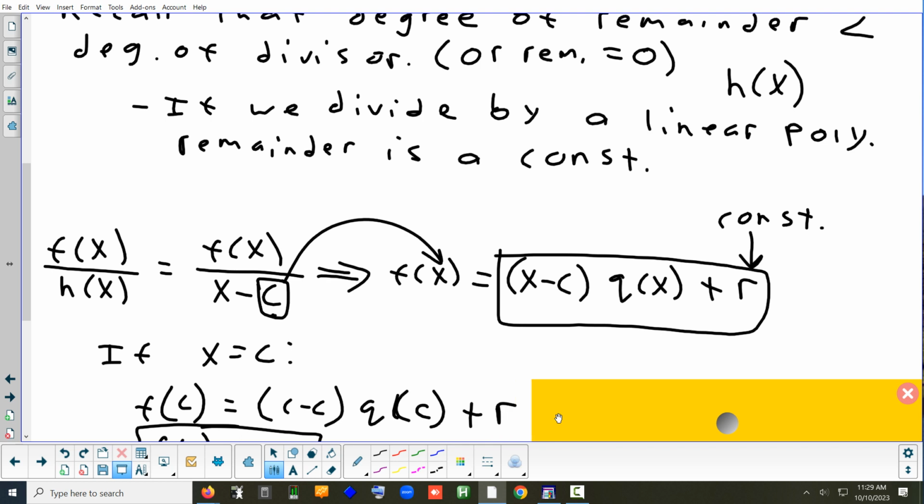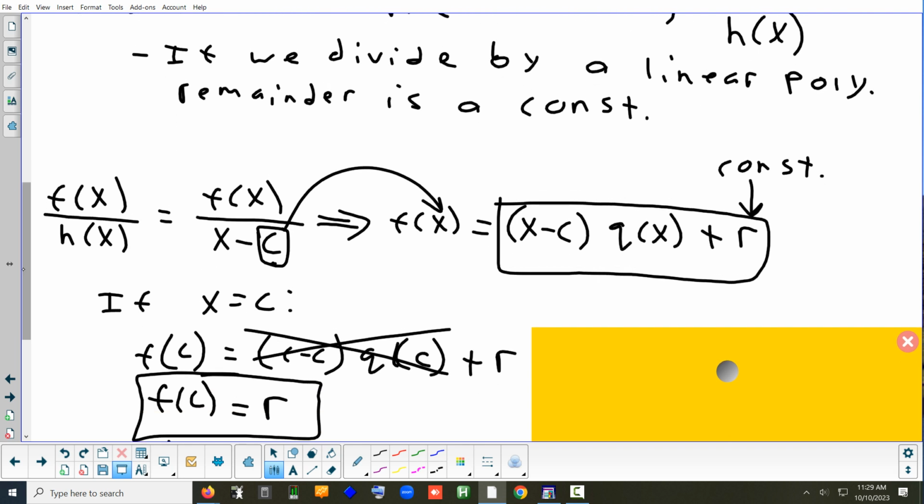So now, this part, c minus c is 0. And 0 times anything basically cancels that whole part out. So you end up with that. F of c equals r. And what's r?